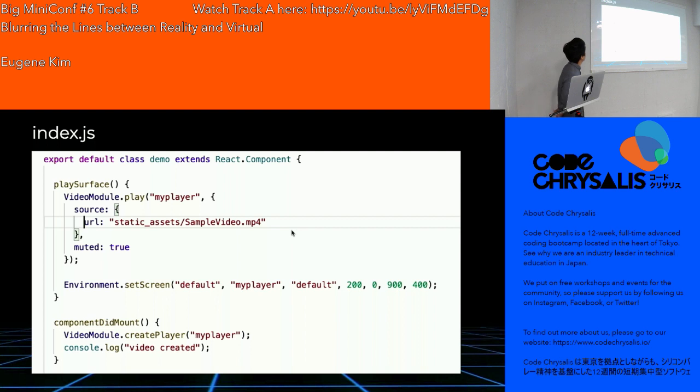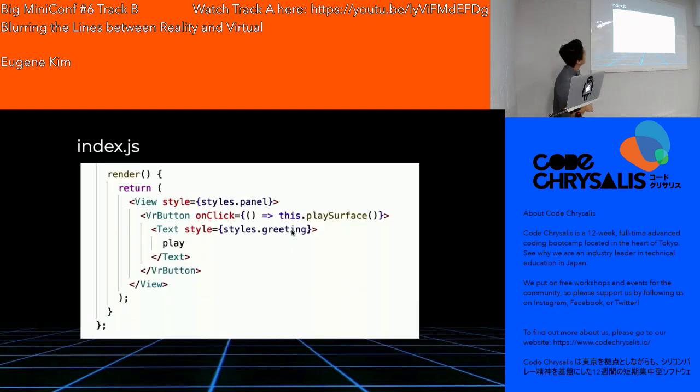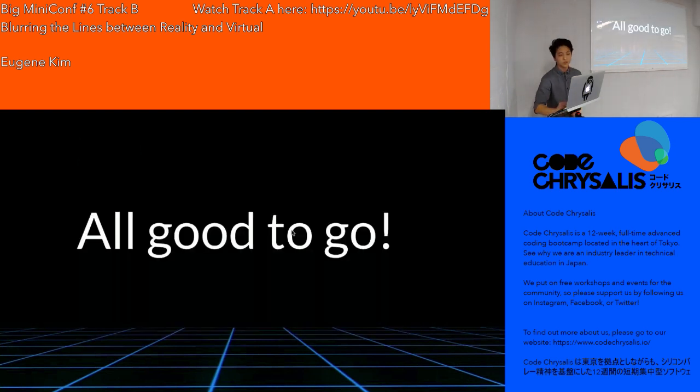And so here we're creating a function. This is a built-in method that you could create, so you could create the specifications of your video player. Here we have the asset, pointing to which video we would like to play. We can add attributes like whether it's muted or not, and then you can set the screen size of the video player. And then here, I'm just creating a VR button to call that function when it's clicked. And with that, we should be all good to go.